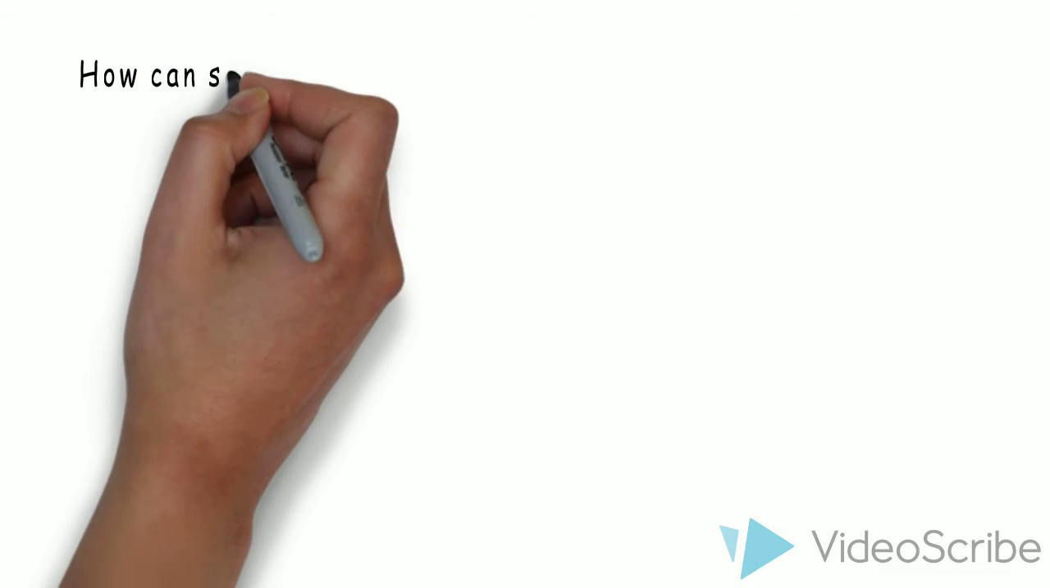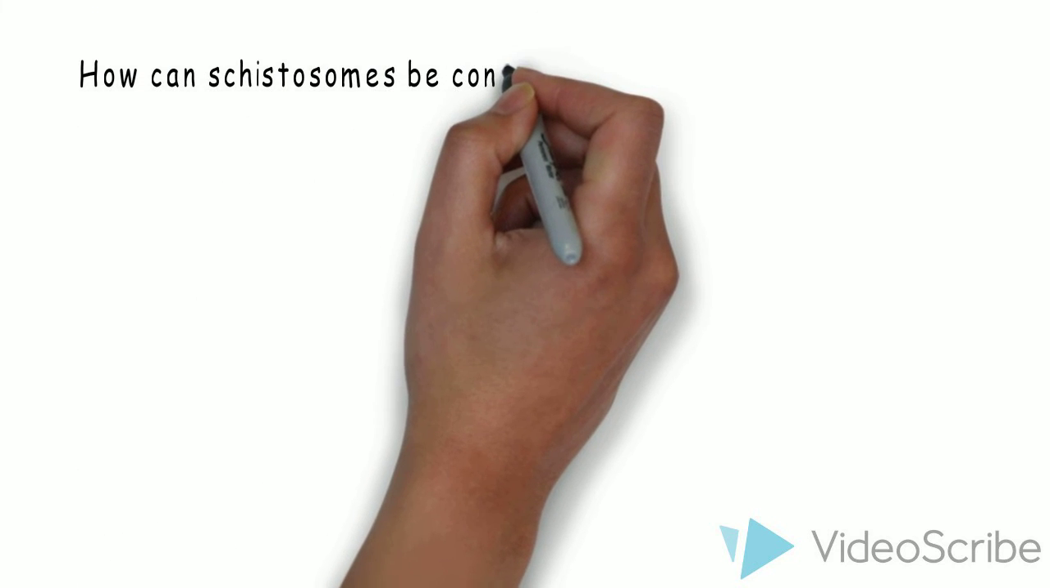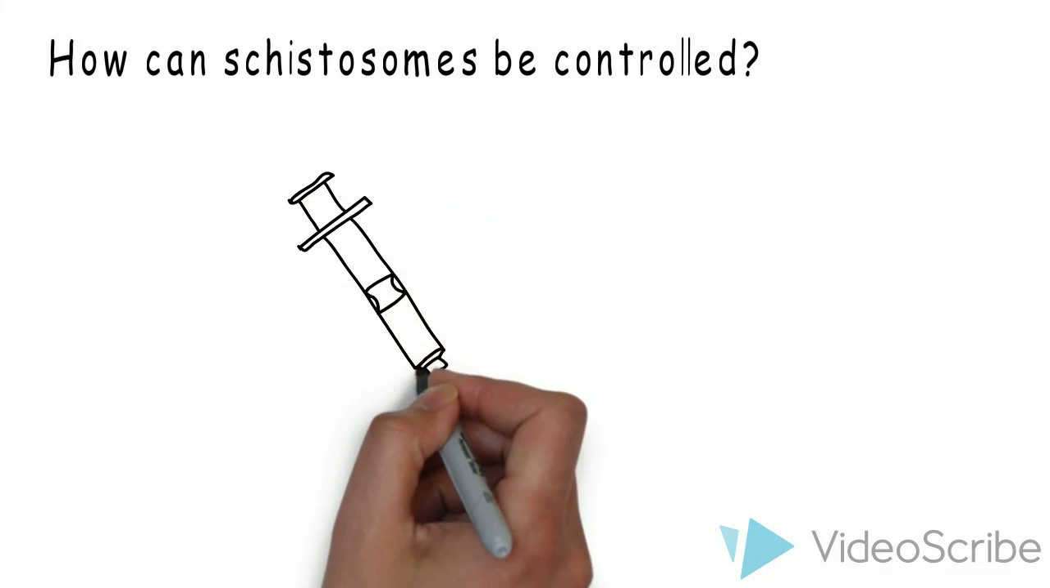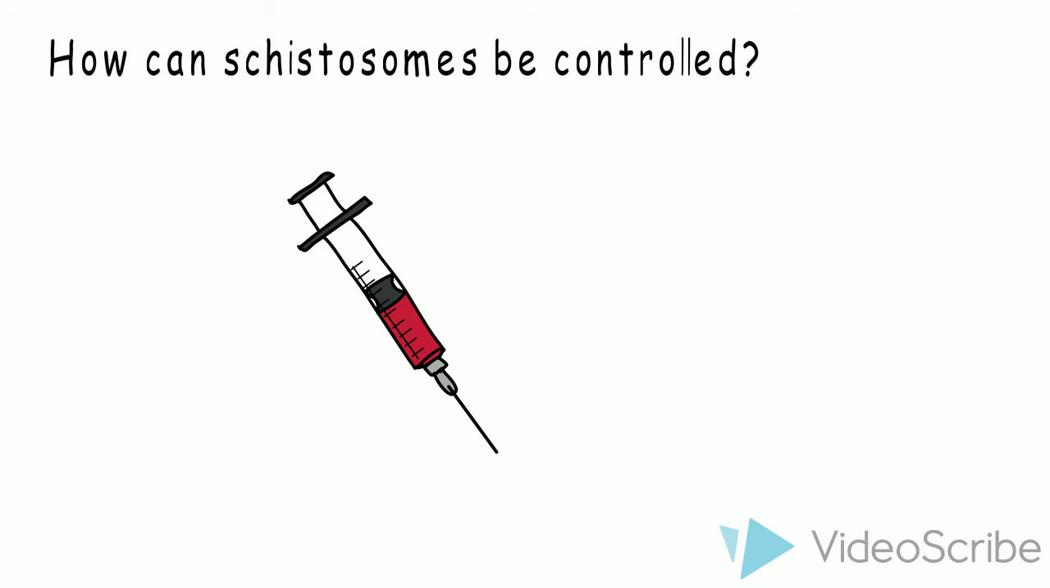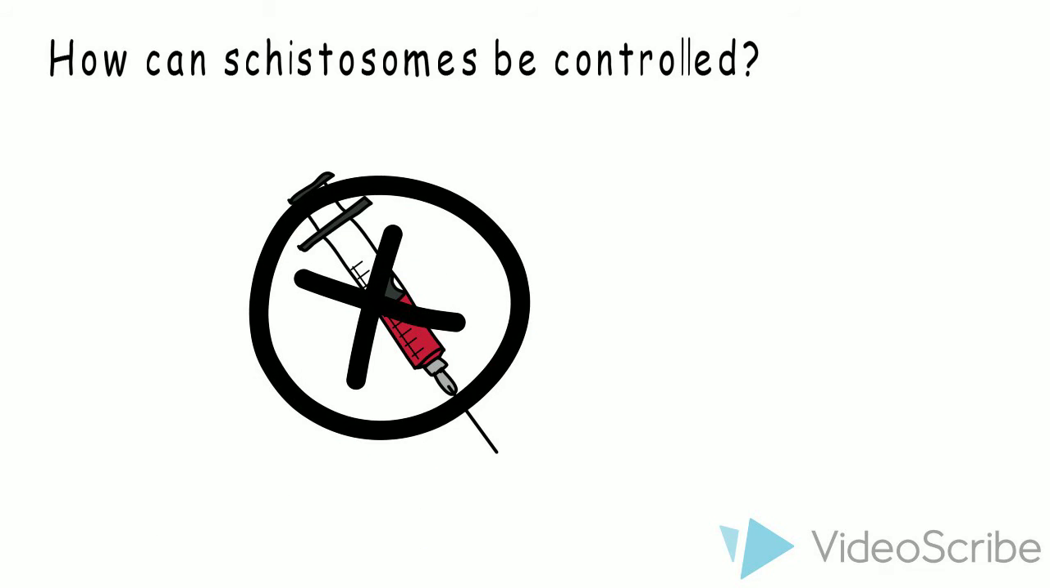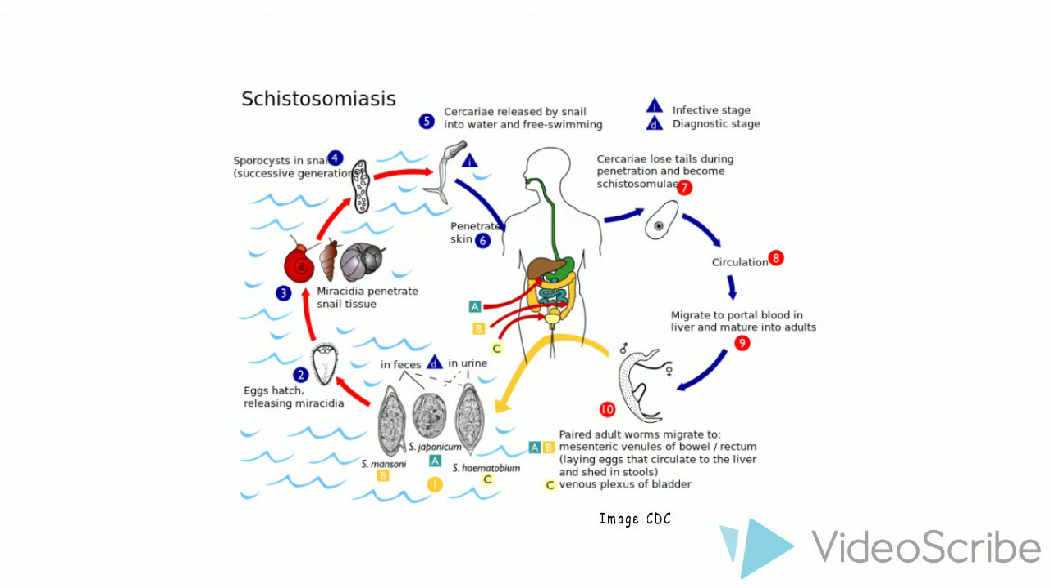So how can schistosomes be controlled? Well, many parasites are very good at hiding from or subverting the host's immune responses. This means that acquired immunity may not develop, and also it's difficult to design an effective vaccine. So often, parasite control measures aim to interrupt the life cycle of the parasite. So parasite control depends on having a really good understanding of the life cycle of the parasite.